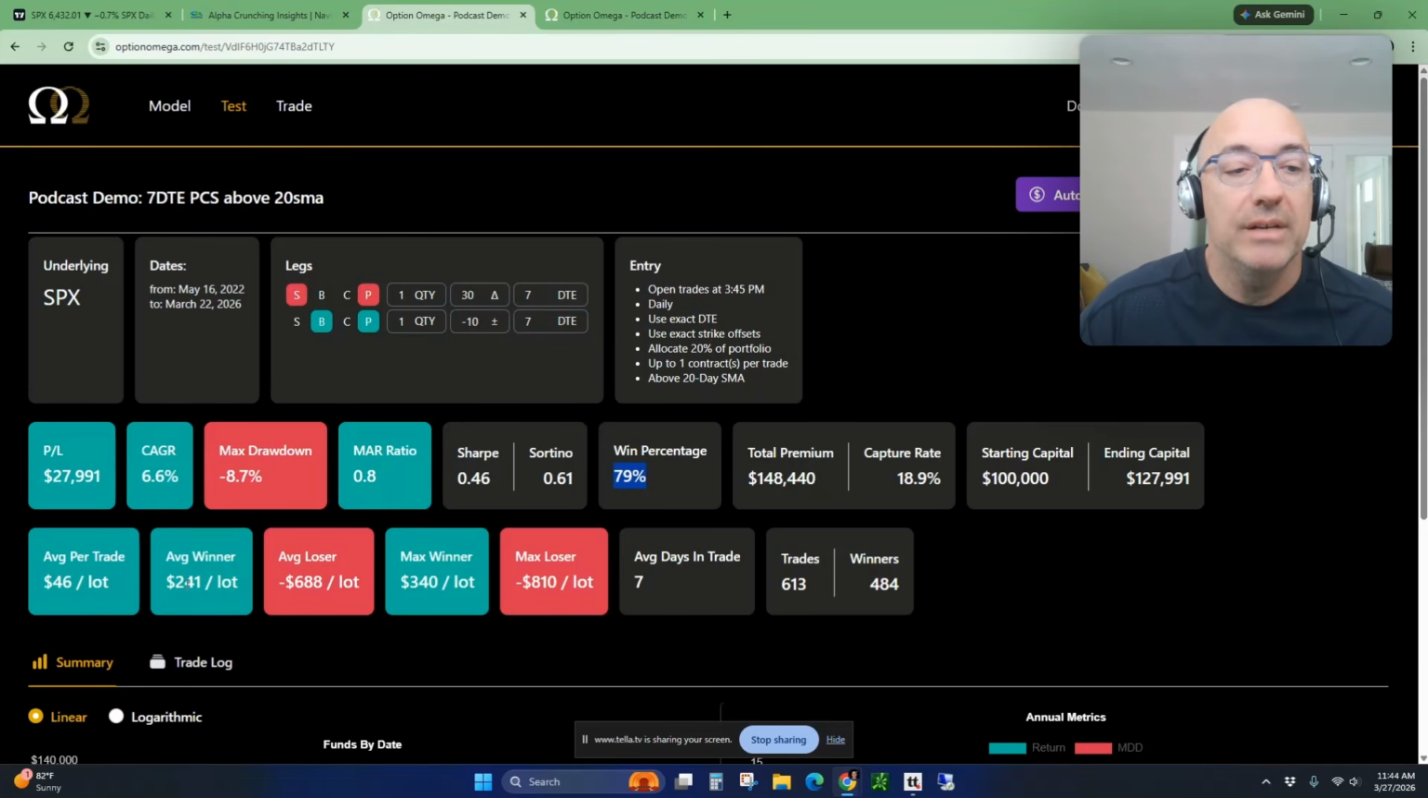The average winner here was $241, that's fully letting the trade expire worthless. The losers are obviously bigger because we're trading a 10-wide spread. So if we're getting, let's call it, $250, we're going to be risking $750 for that spread. We're averaging $46 per trade. That means when you combine all the winners and all the losers for every single trade, for 613 trades, we averaged about a $46 gain per spread.